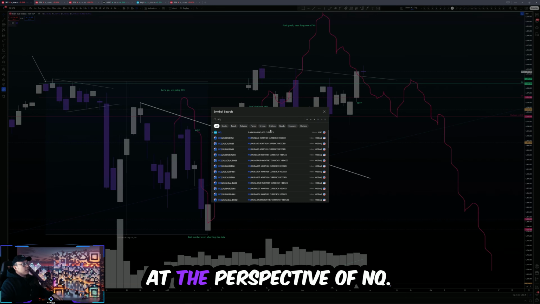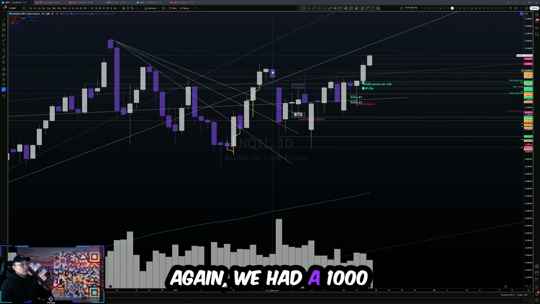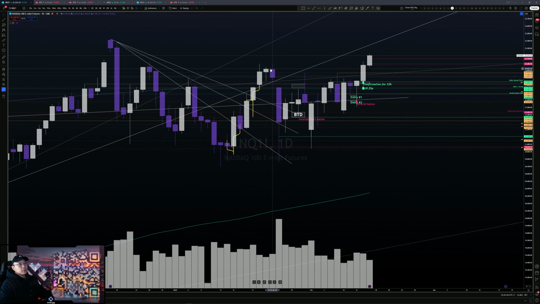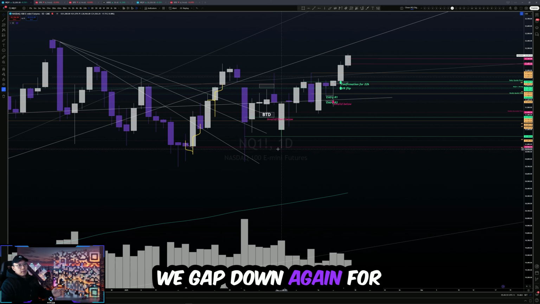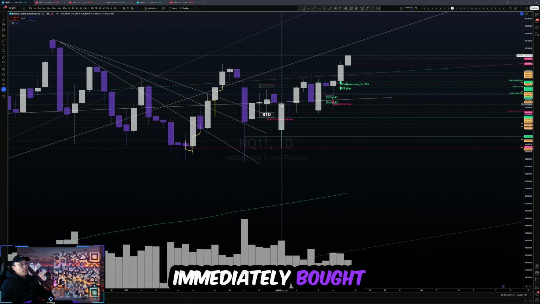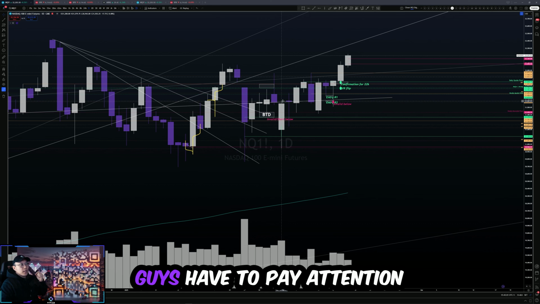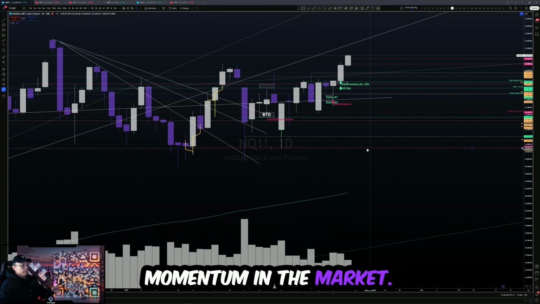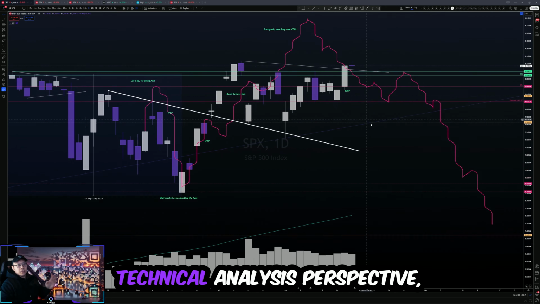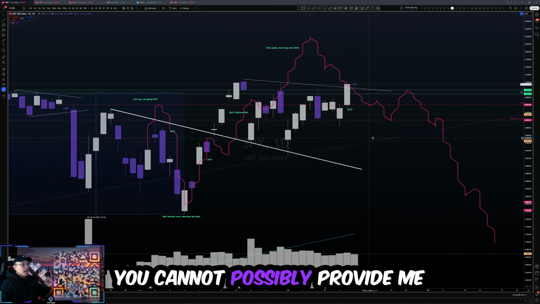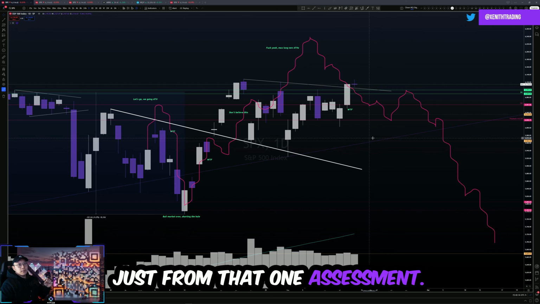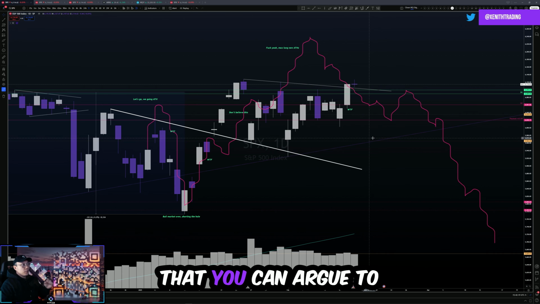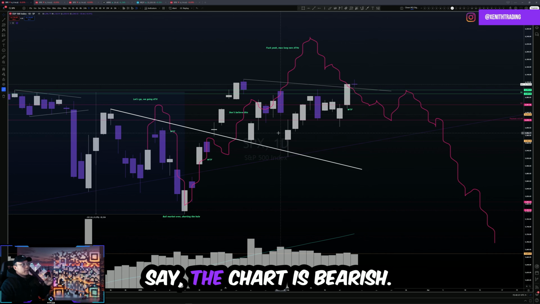Even if you take a look at the perspective of NQ, again, we had a 1,000 point downside move, a little more than 1,000. That was immediately bought back the same week. We gapped down again for another 600 points, immediately bought back the same session. This is not weakness, this is strength. And this is something you guys have to pay attention to when you're looking at momentum in the market. From a very simple price action tactical analysis perspective, you cannot possibly provide me an argument that this is bearish just from that one assessment.